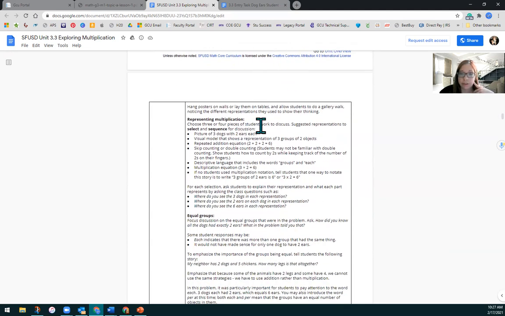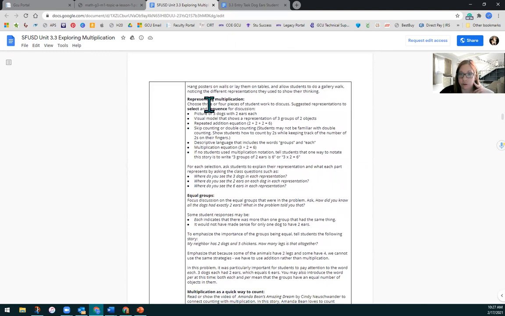So then it goes into how we can represent and discuss. So you choose 2 to 3 student works to discuss. And while you're walking around, you're choosing which student work samples you want to discuss. You're looking for those differences. You don't want 3 of the same thing. You want a kid who counted all. You want a kid who skip counted, and you have different ways. So you have opportunities to compare and contrast.